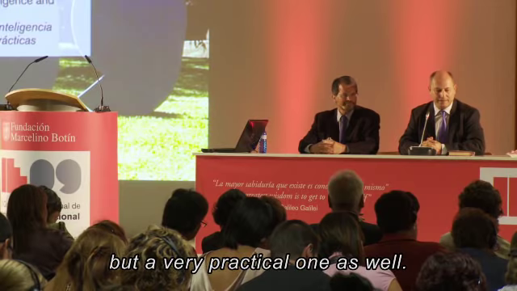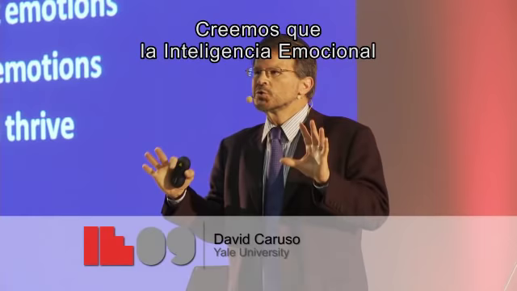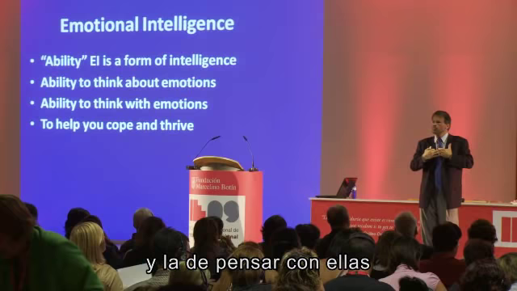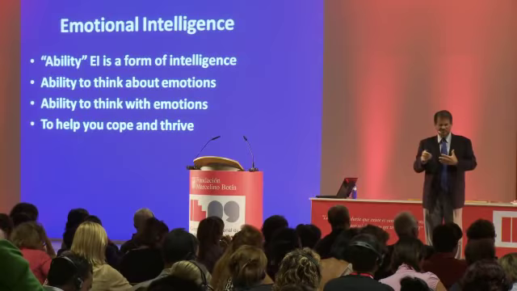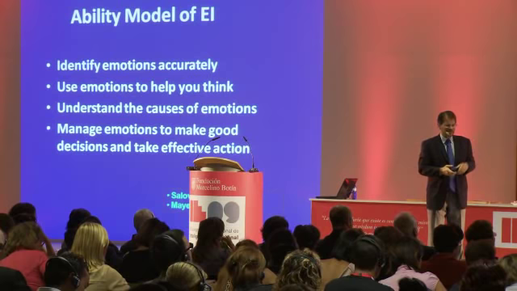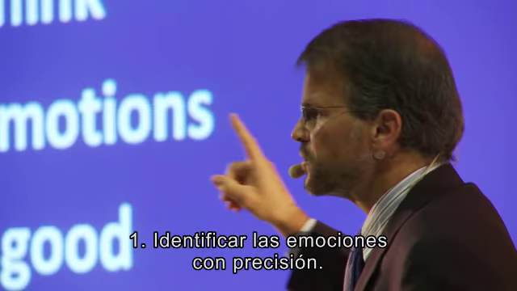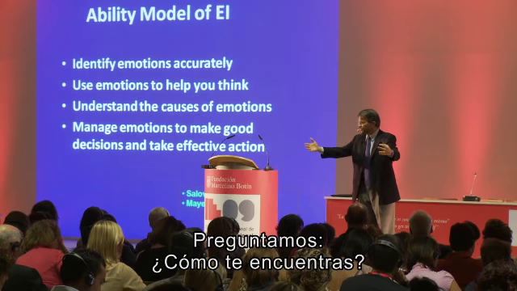We believe that emotional intelligence is a form of intelligence. It's the ability to think about emotions, the ability to think with emotion, to help you cope and thrive in the world. There are four parts to the model. First, to identify emotions accurately. That was the mood meter. I asked, how did you feel?